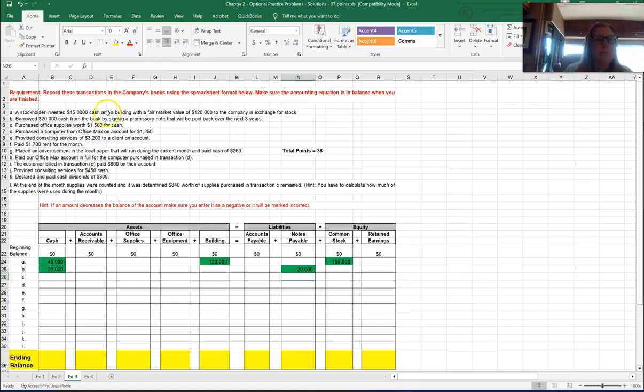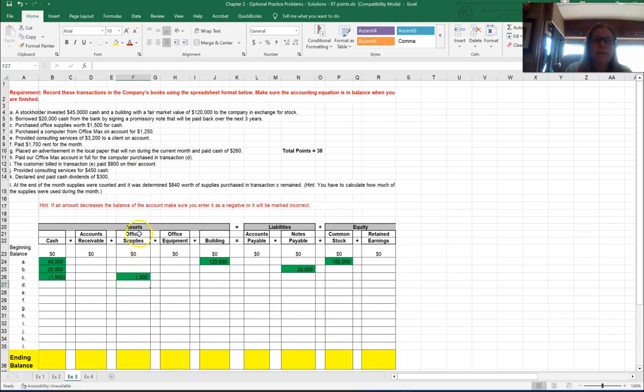All right? The next one, we purchased office supplies worth $1,500 of cash. So we paid cash out this time. We purchased supplies. So our cash is going to go down. So remember, we have to enter that as a negative amount. And it says we purchased office supplies. So our office supplies are going to go up. Whenever we use the office supplies, that will be a negative there. But we purchased them right now, so we're putting them in. Our assets for office supplies going up.